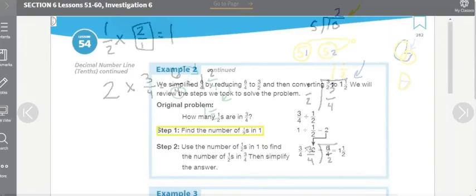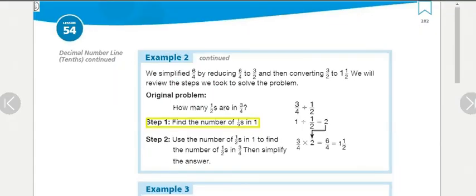Again, the steps: find out how many halves are in 1, which was 2. Then use that to multiply by the number we were trying to get to before, 3/4. That tells me how many halves are in 3/4. So it's a good little process for you. If you think about it, it all makes sense what we just did.